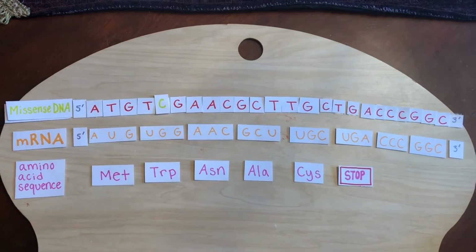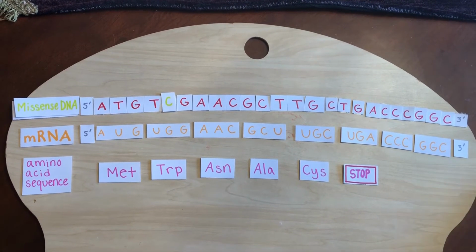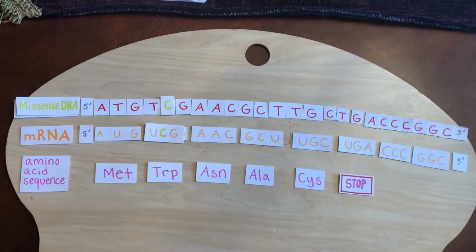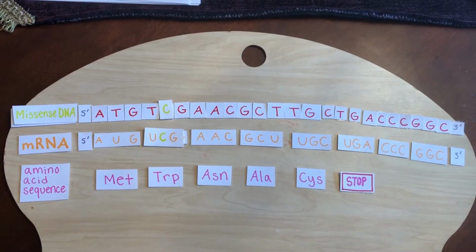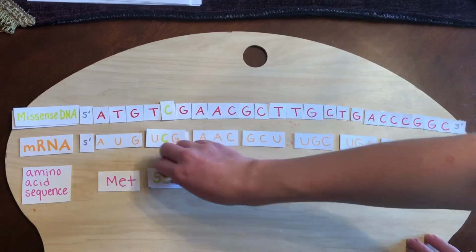This point mutation then changes the resulting mRNA strand by changing UGG to UCG, which then changes the amino acid sequence because UCG codes for an entirely different codon from UGG. Tryptophan is changed to serine.